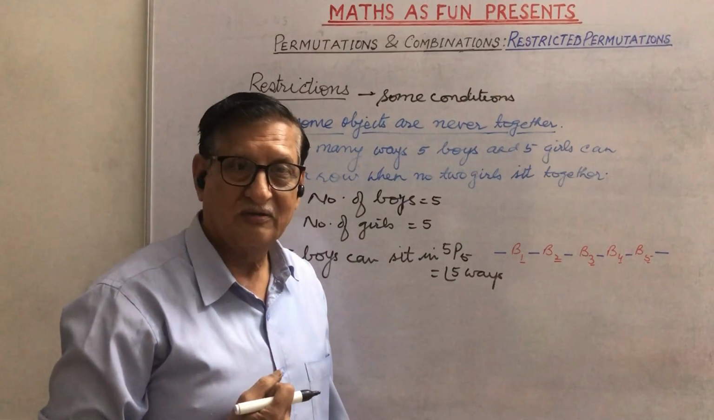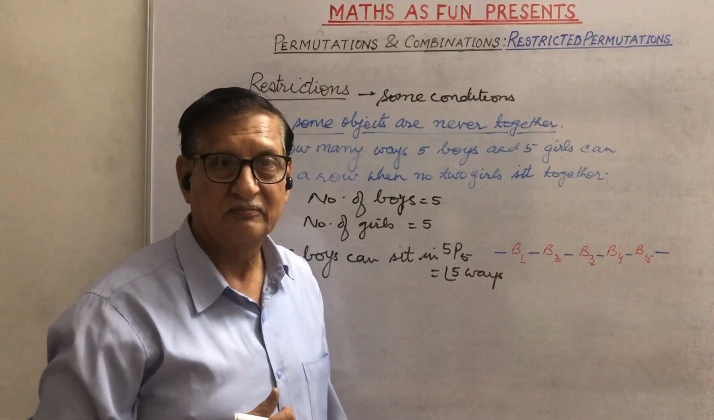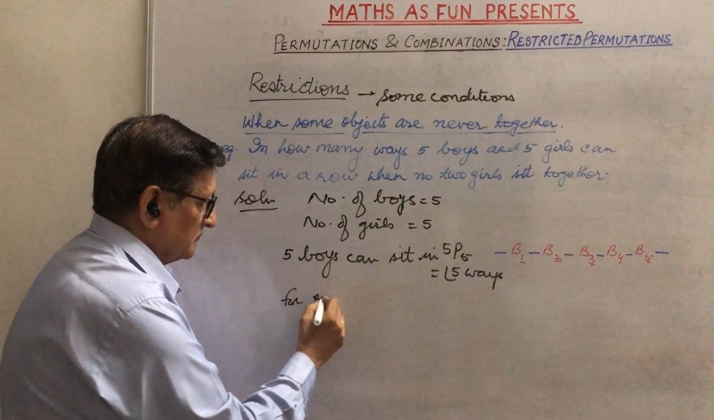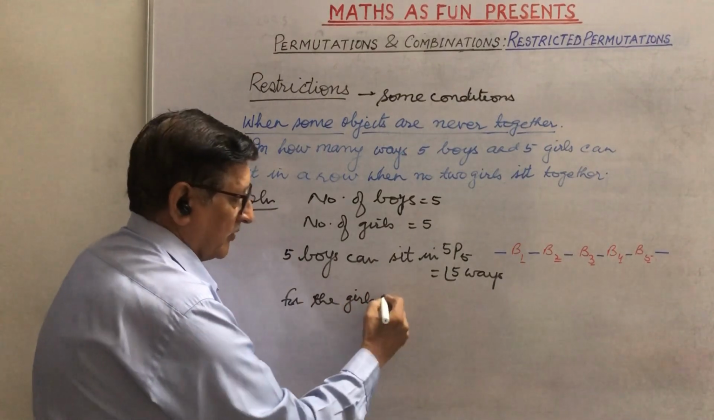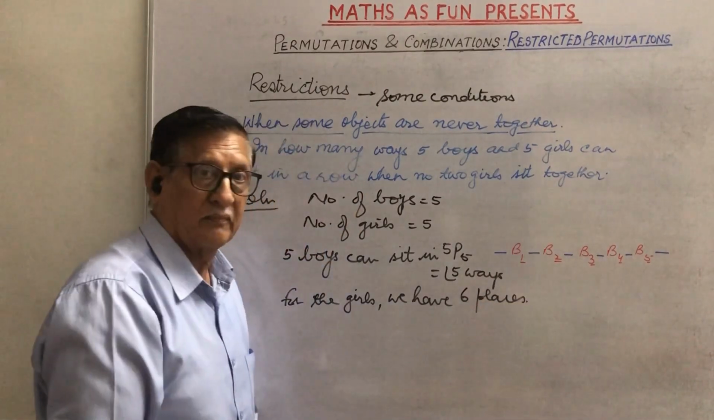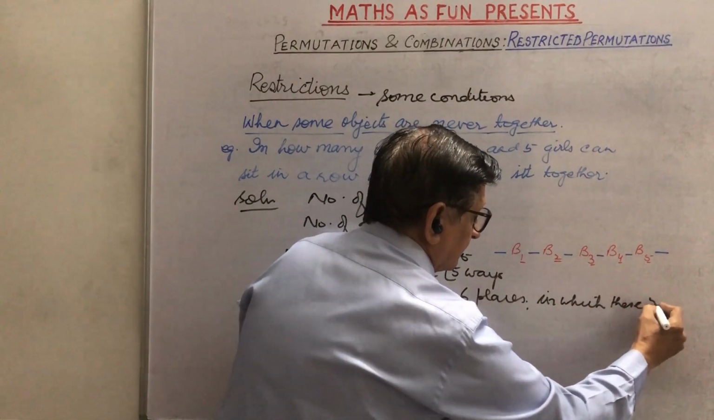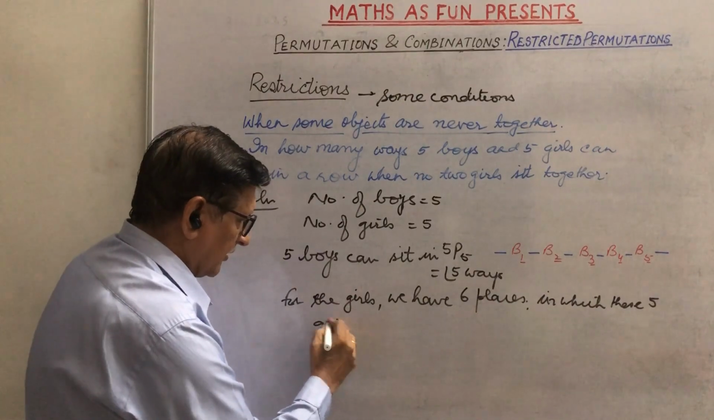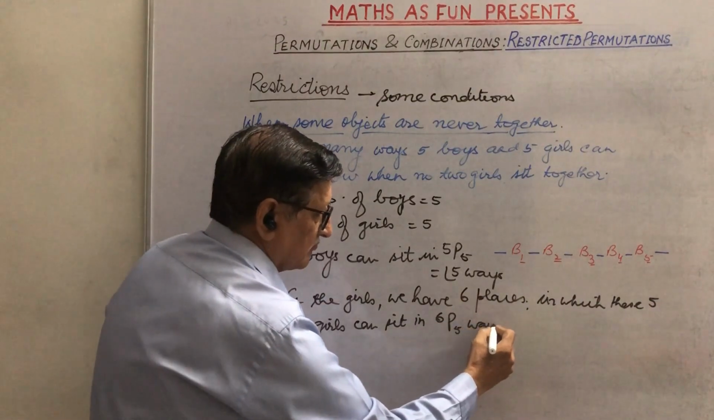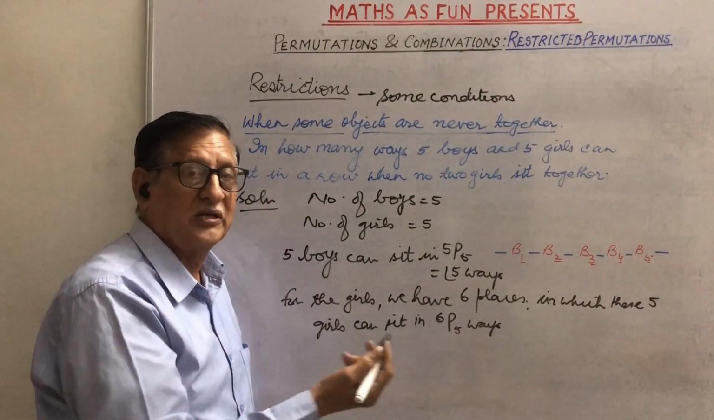And how many ways? Out of 6, 5 places are to be occupied. That will be 6P5. So we can write, for the girls we have 6 places in which these 5 girls can sit in 6P5 ways. And 6P5 is the same as factorial 6 upon factorial (6 minus 5).